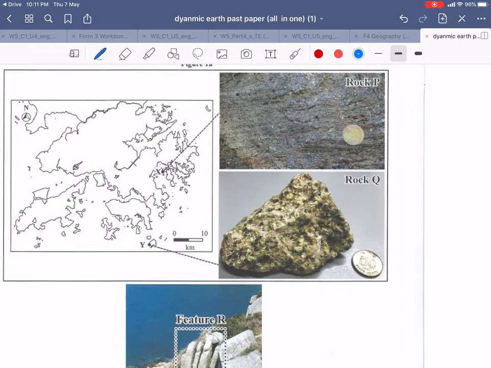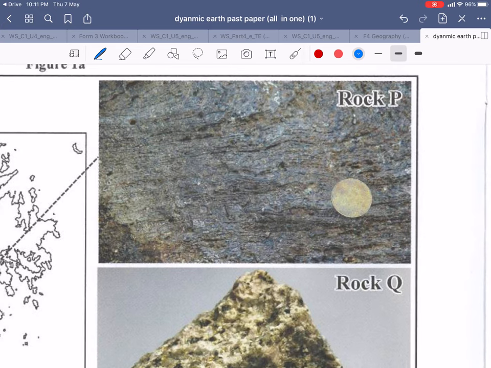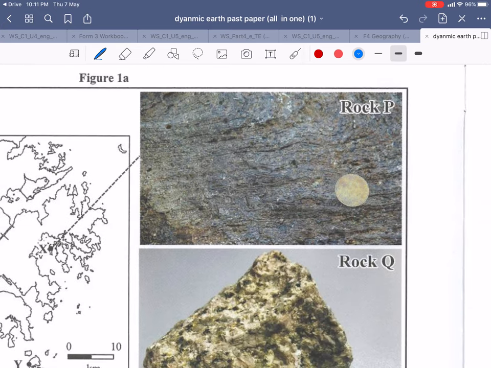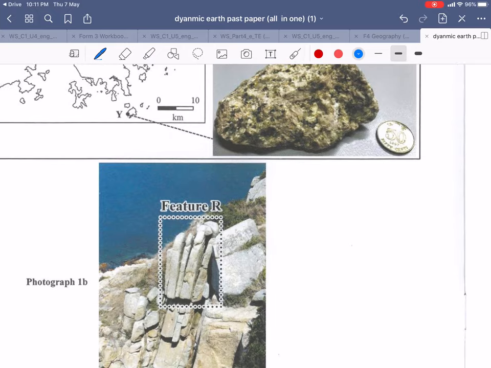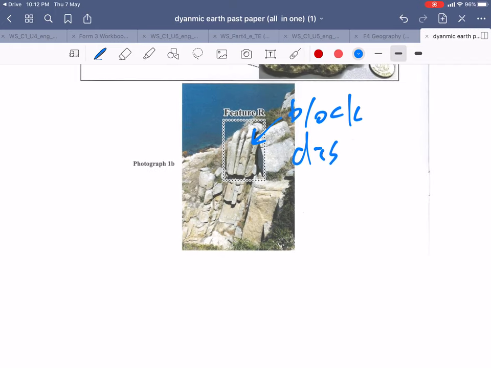right? Granite, this one, the very black one. Okay, this is tor. Okay, and then what is this? This is block disintegration. Okay. So you should know what to memorize, okay?